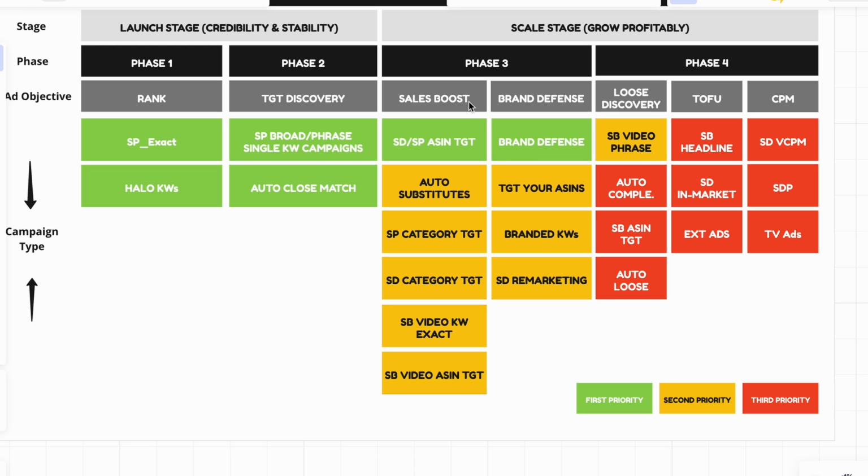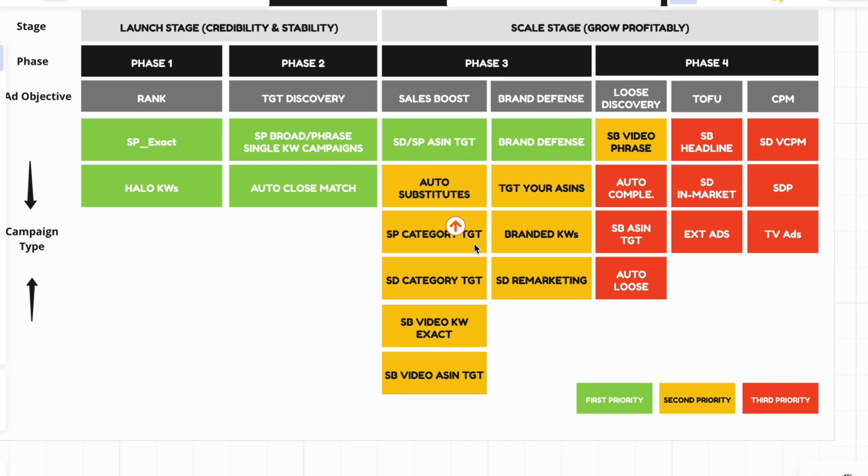Now what do I mean by boost? This is where you're going to initiate a couple of ASIN targeting campaigns. Maybe you're going to target your competitors who are weaker than you, who have fewer reviews than you, who are not competitive in terms of pricing, or people who are very new in the market and doing a decent number of sales. You're going to target such players. You're going to do ASIN targeting campaigns using sponsored products and also sponsored display.